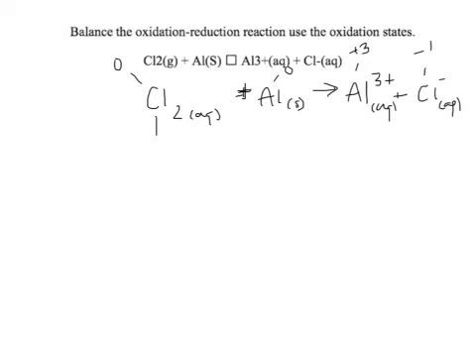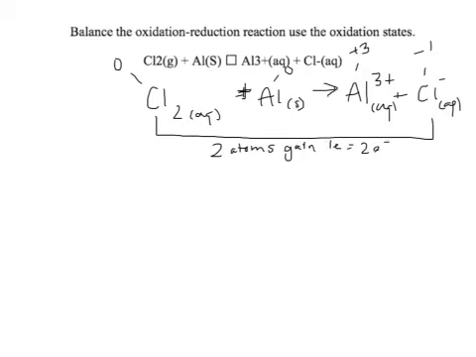So the chloride goes from 0 to -1, which means there are 2 atoms that are gaining 1 electron. So that's a total of 2 electrons being gained. The aluminum, I'm going to write it up here, is going from aluminum 0 to aluminum 3+. That is a loss of 3 electrons. Okay, so if we have a gain of 2 and a loss of 3, that's not working out.